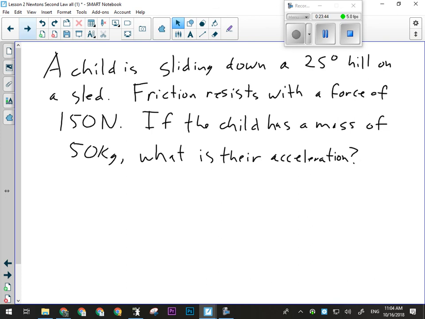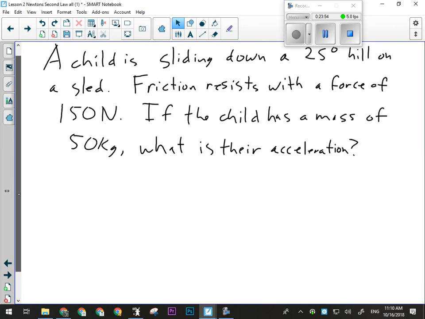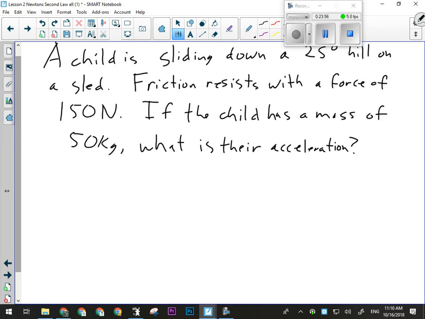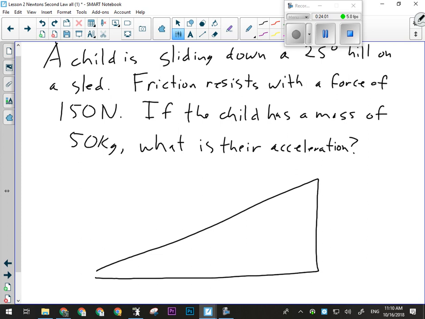All right, this is an inclined plane question. I want you to give it a try. I'm just going to draw the free body diagram on here so that we're sure we're on the right track. So we have a kid going down a 25-degree hill, which is an inclined plane. So we know that this angle here is 25 degrees. I'm going to represent the kid with a box. They are 50 kilograms.